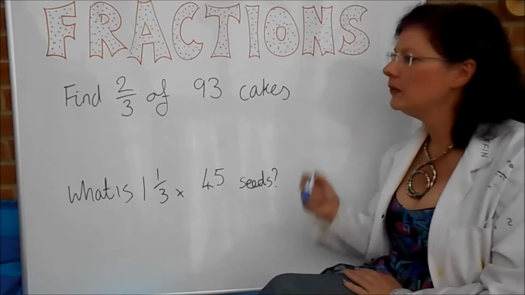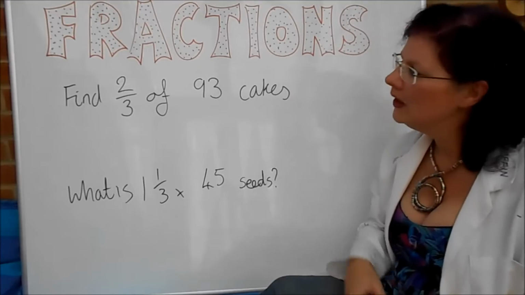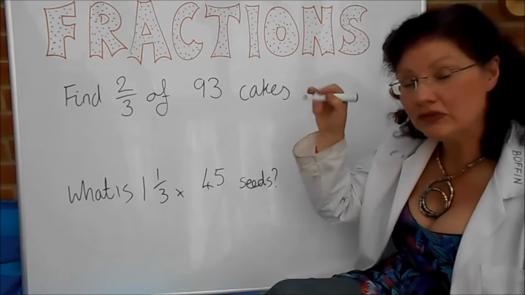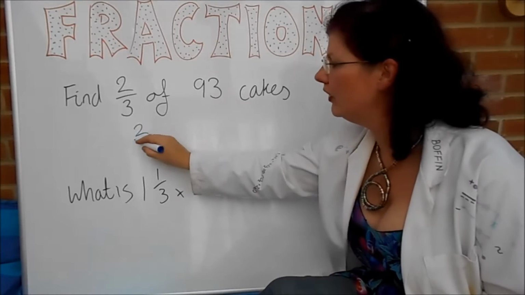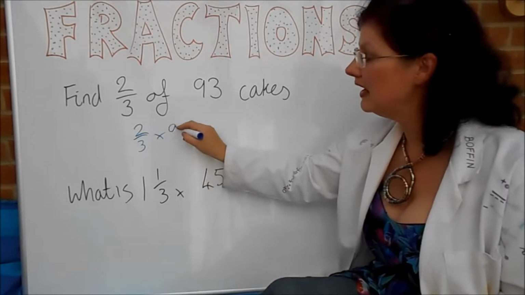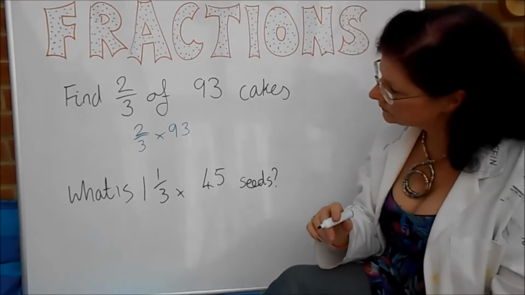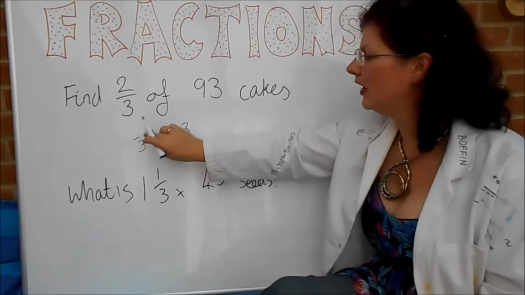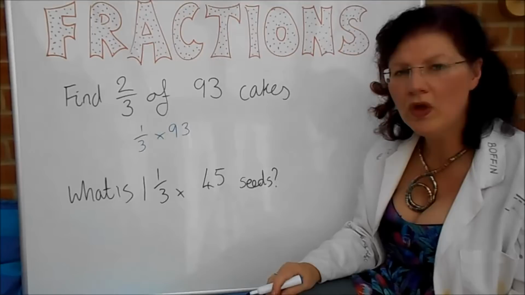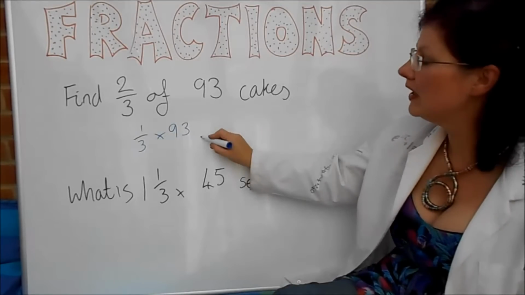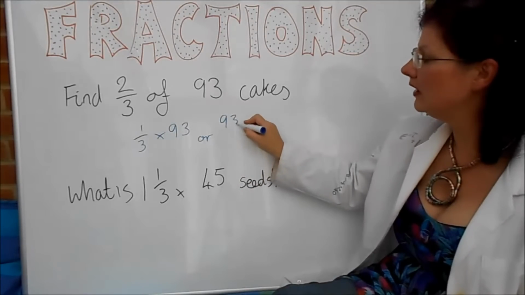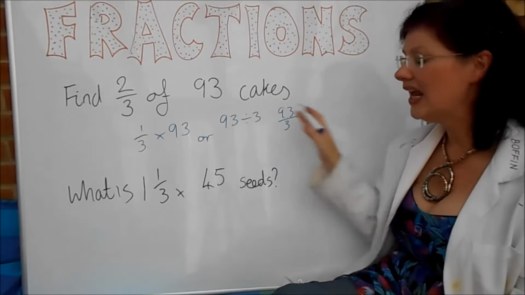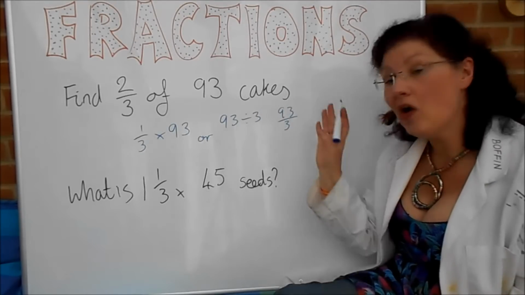So let's work out how many is 2/3 of 93. Well, let's start off by thinking that "of" in maths is written "times" in maths. So 2/3 of 93 is how we would write that in maths. But easier than finding 2/3, let's just find 1/3. 1/3 of 93. Another way of writing that is 93 divided by 3. Whichever way you prefer to write it, they're all the same thing.